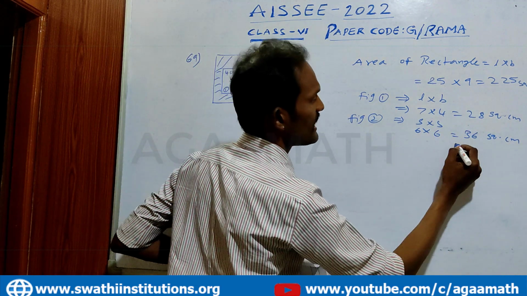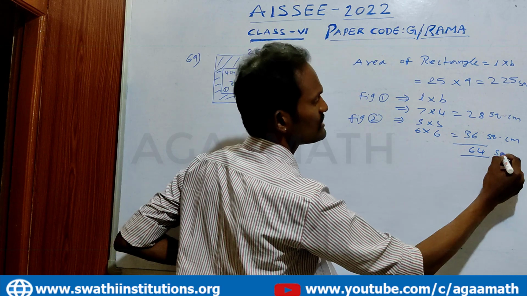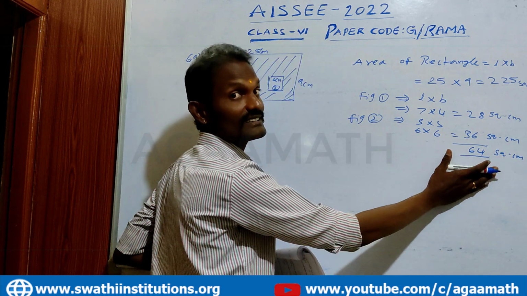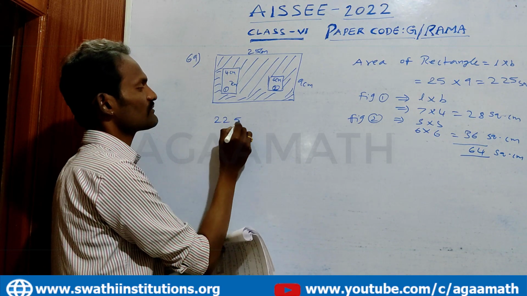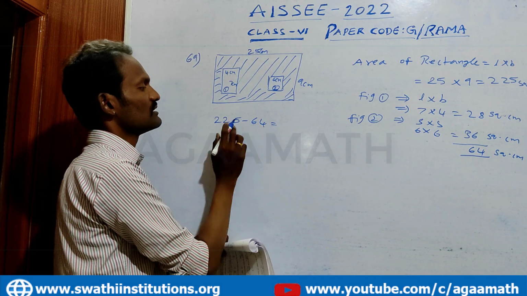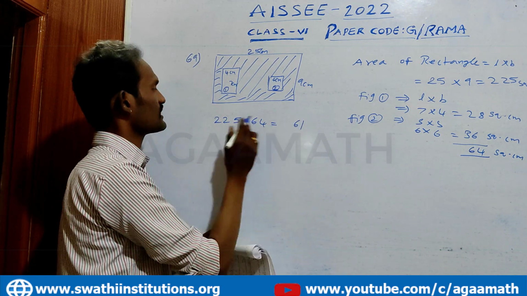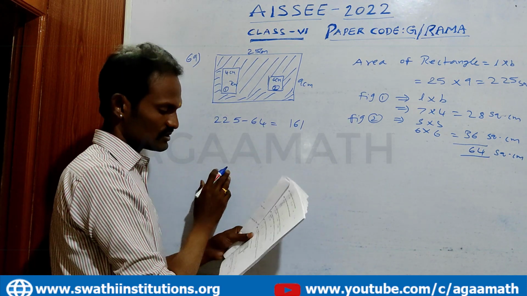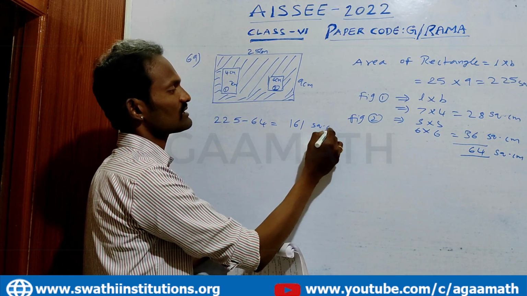So these two are to be subtracted from this total, right? So I just add 28 and 36. It is 64 square centimeters to be subtracted from 225. It means 225 minus 64. 5 minus 4 is 1. 12 minus 6 is 6, and this is 1. So what do you get? That means it is 161 square centimeters.